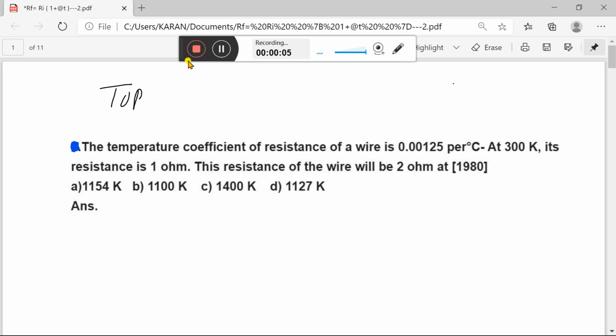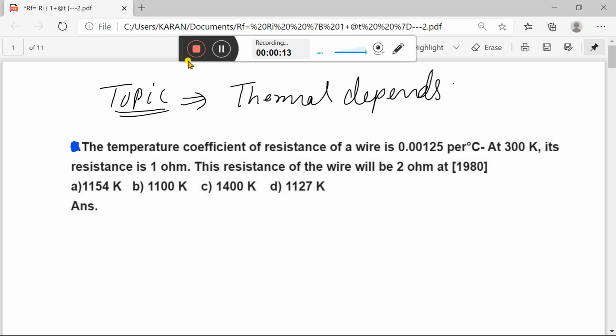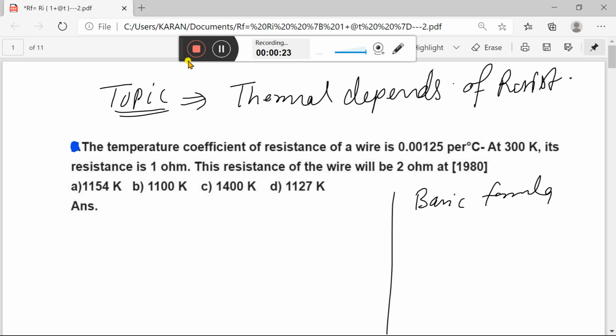Here the topic is thermal dependence of resistance. The basic formula that we are using: R at T degree Celsius equals R at 0 degree Celsius times (1 plus alpha multiplied by T).